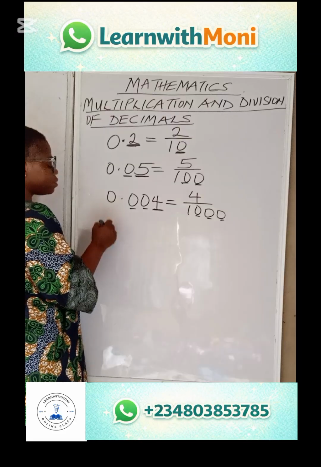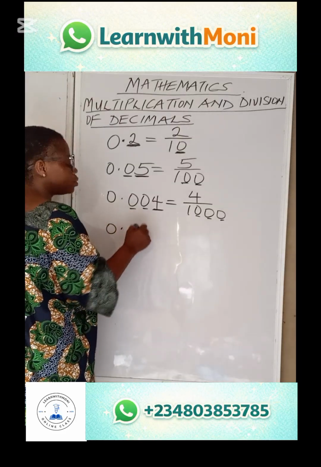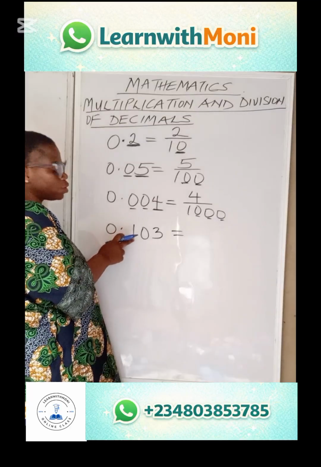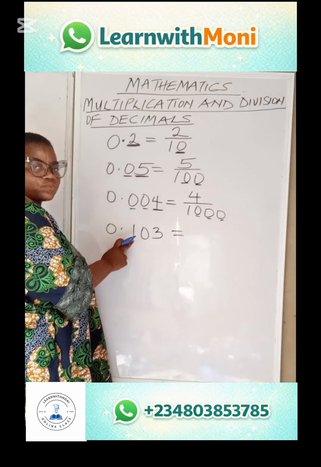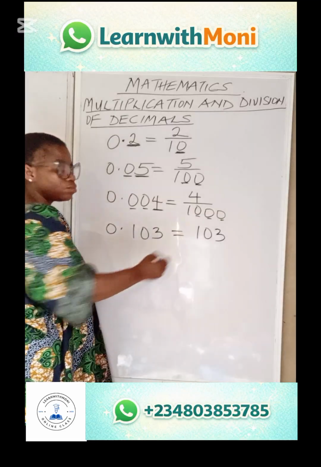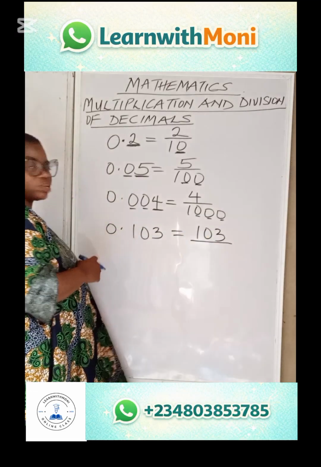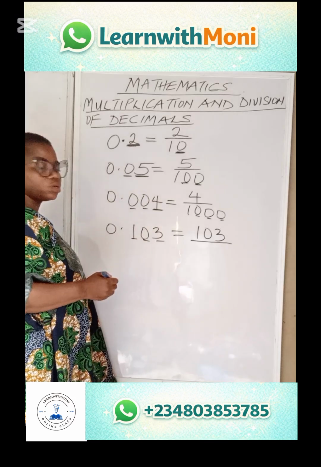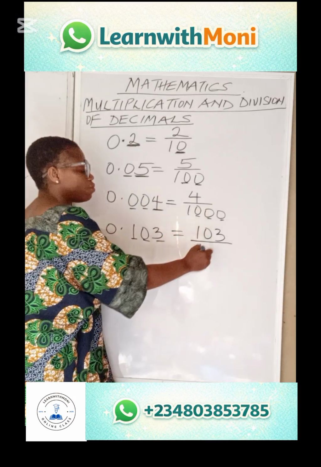Let's see another case, a case where I have 0.103. This is the first non-zero digit, so I will start writing from that. And that is 103 over what is going to be my denominator. 1, 2, 3. That is 1000. So 103 over 1000.